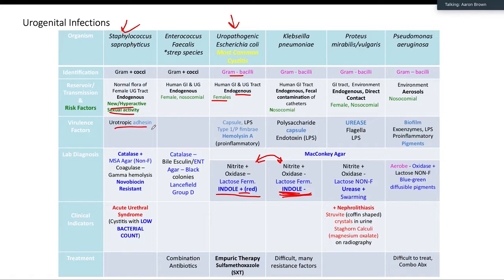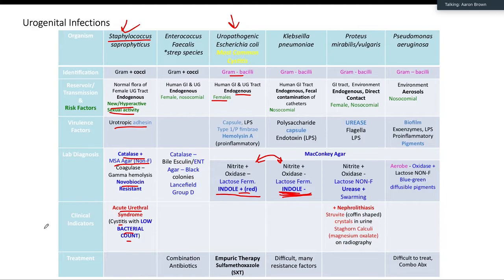It is a staph bacteria, right? So we can look for some of the things that staph typically has. Catalase positive. MSA agar non-fermenter. It is going to be coagulase negative, gamma hemolysis. We're not going to see any hemolysis. However, it will be resistant to novobiocin, a particular antibiotic we can use to diagnose this. Here, it causes acute urethral syndrome with a cystitis with low bacterial count. Really, it's just an infection of the urethra itself rather than being a frank cystitis.